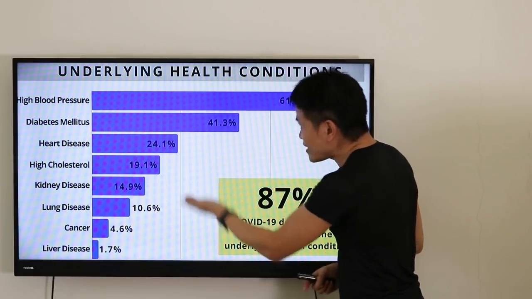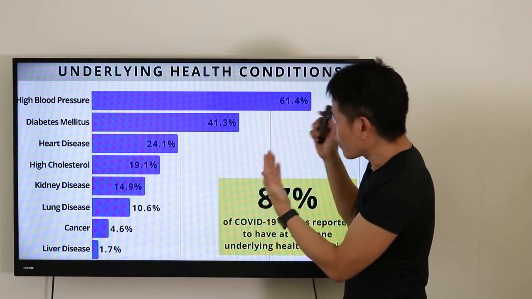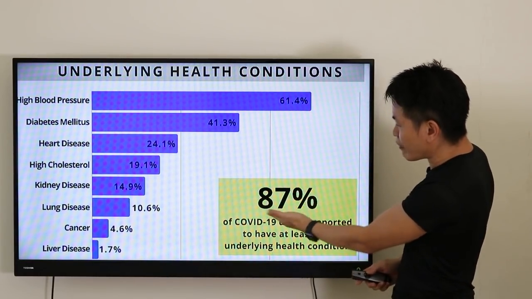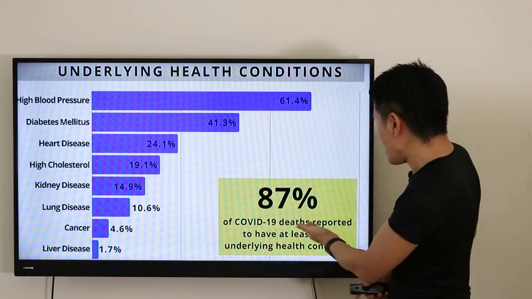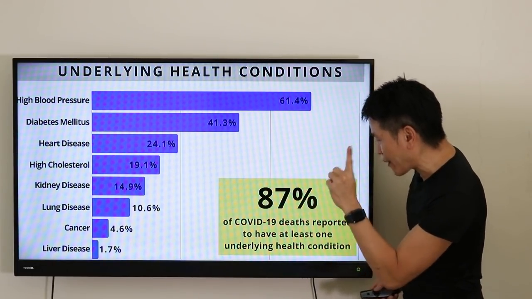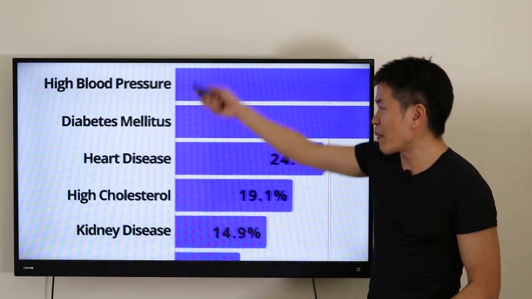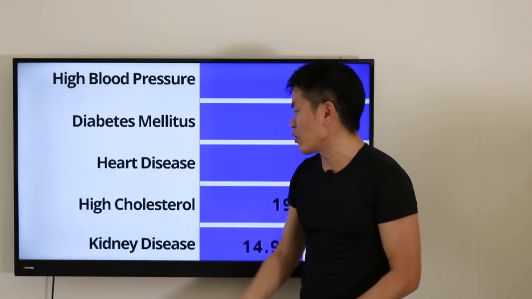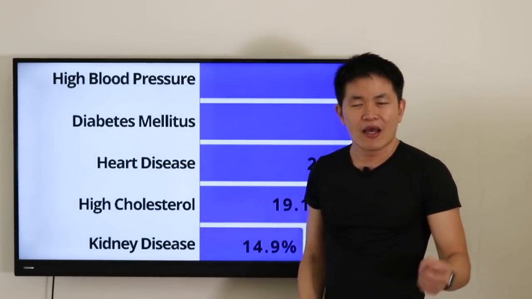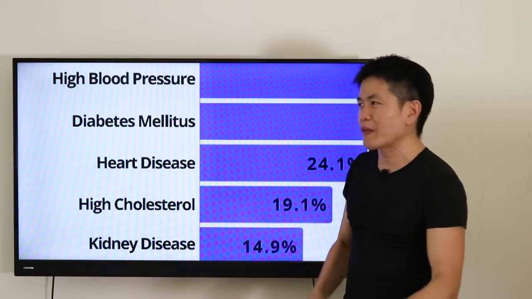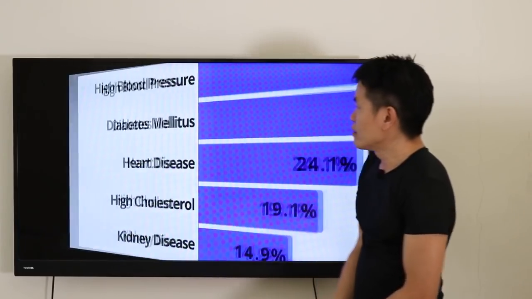So this is more practical. You look at the comorbidity, it's 87% of COVID deaths that are reported to have at least one underlying health condition, we call comorbidities. There's a list of it. So hypertension, diabetes, heart disease, high cholesterol, kidney disease. If you have any of these, when you get kena COVID, then your chance of dying is much higher lah. This is the key point.